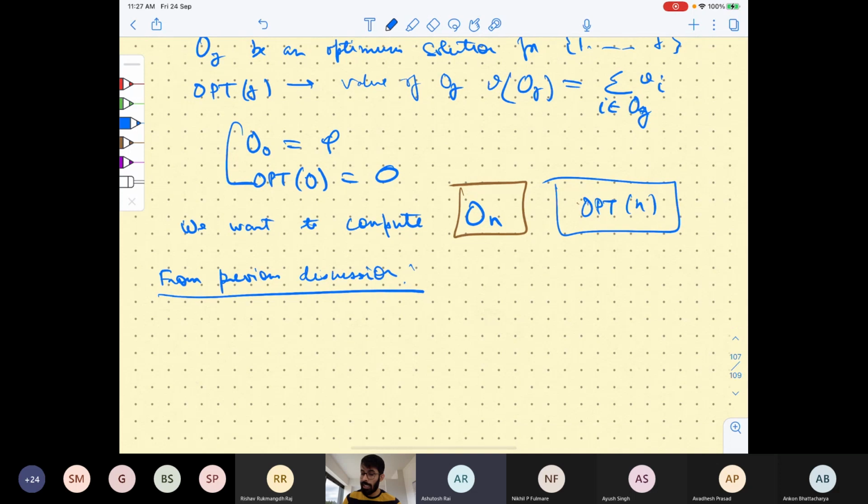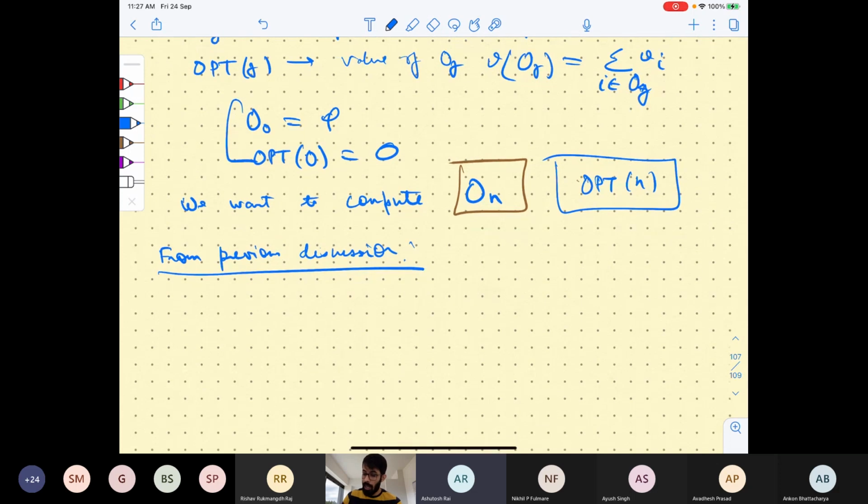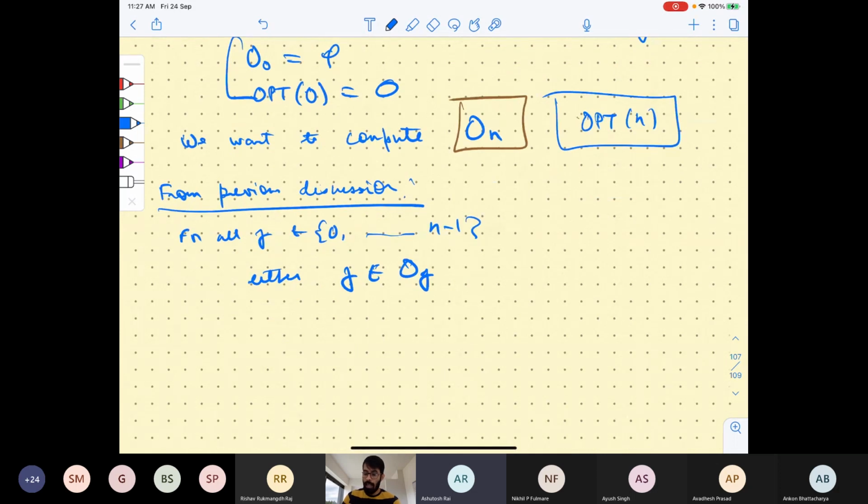I'm just going to write notationally the same thing that we discussed. For all j belonging to 0, 1, 2, up to n minus 1, we discussed it with n, but it is true for every j. Either j belongs to OJ, and then opt j is equal to vj plus opt of pj, or j does not belong to OJ.